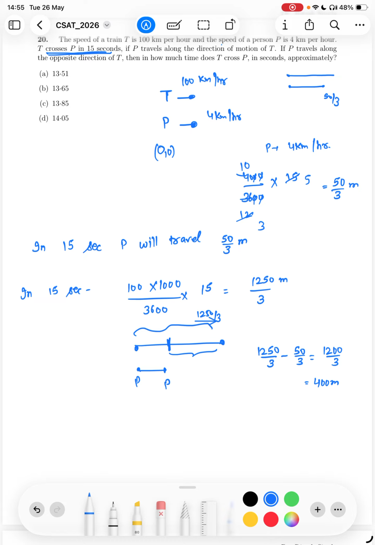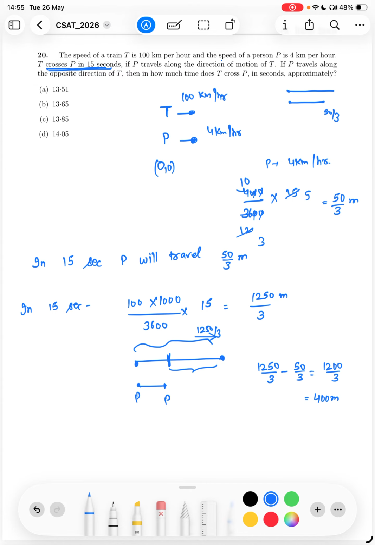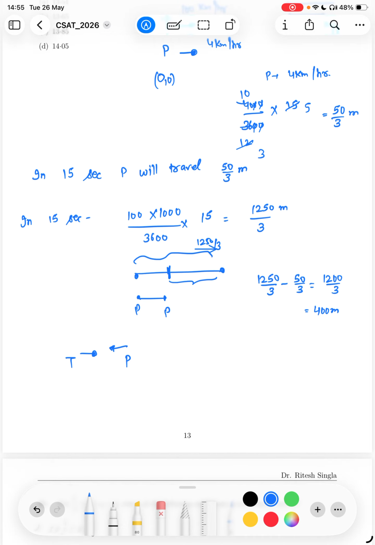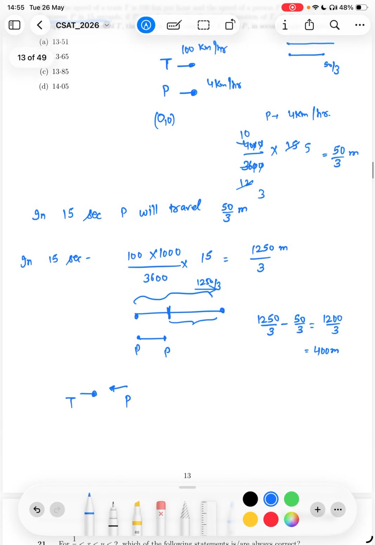Because in the next point, the problem is saying they are traveling in opposite directions. So if the train is traveling from here, P will be traveling from here. When we say that they are traveling in opposite directions, the initial point will be taken as the same. So of course, the distance the train will travel will be even less, and they are asking how much time it will take to cross each other. We do not really know how much distance the train should have traveled, because we do not know the time they are taking.